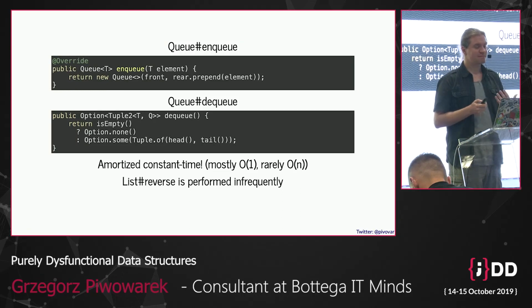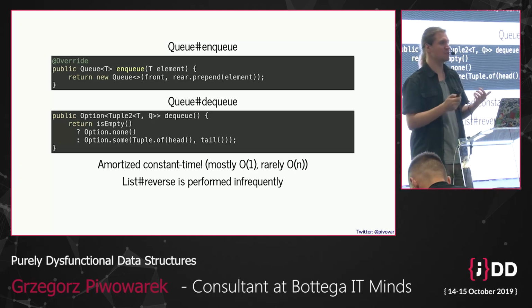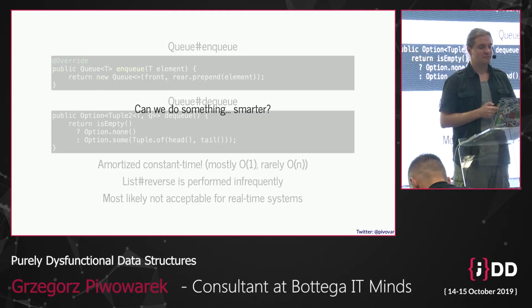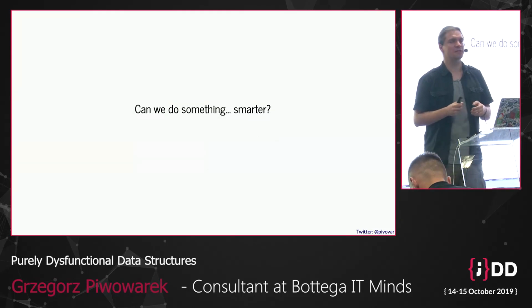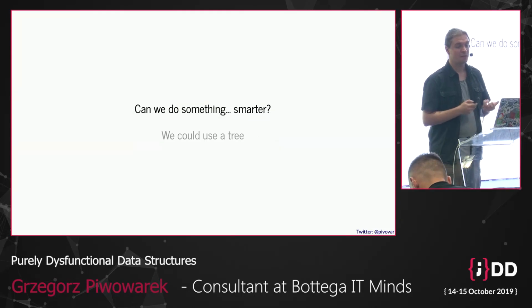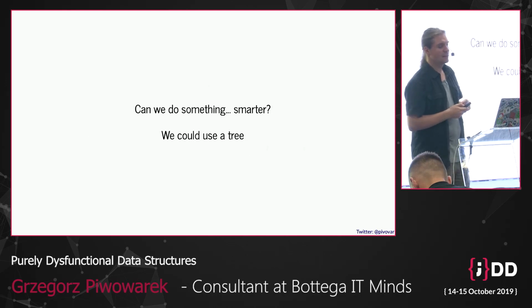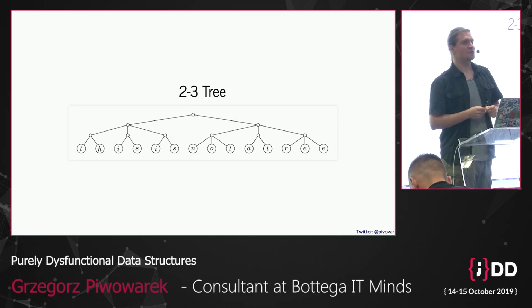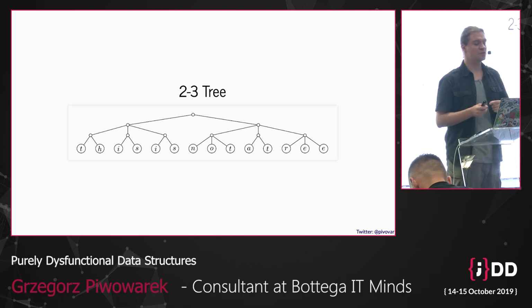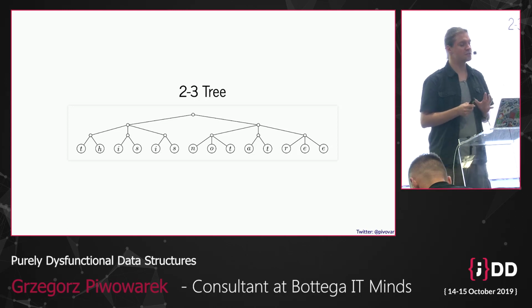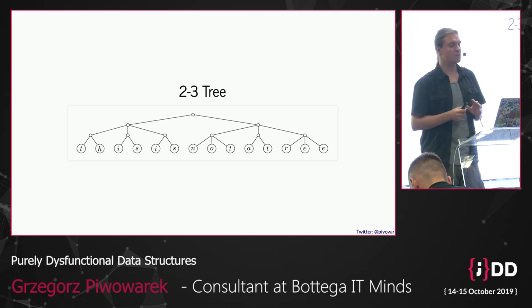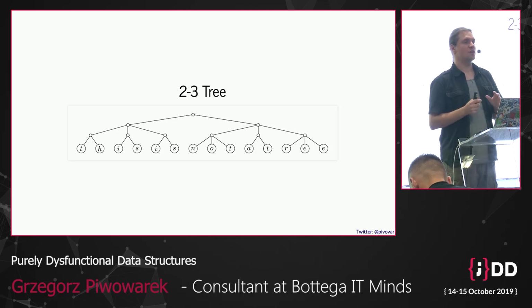But most likely this kind of implementation wouldn't be suitable for real-time systems where you want to have a predictable latency. The question is, again, could we do something a bit smarter than that? Well, we could use a tree. It turns out there is a data structure which serves as an ideal queue. It's based on the idea of a 2-3 tree. A 2-3 tree is a kind of special tree which has a 2 or 3 branching factor, and then stores all the data, let's say, at the same level.